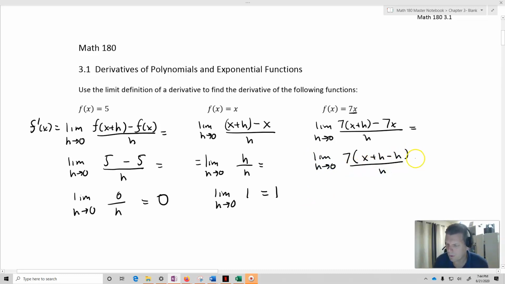If you remember one of our limit rules, that 7 is a constant, so we can just pull it out. This is just going to be 7 times the limit as h approaches 0 of h over h, which equals 1. So it's 7 times 1, which is 7. Well, f of x equals x had a derivative of 1, and 7x has a derivative of 7. Maybe that comes in handy.